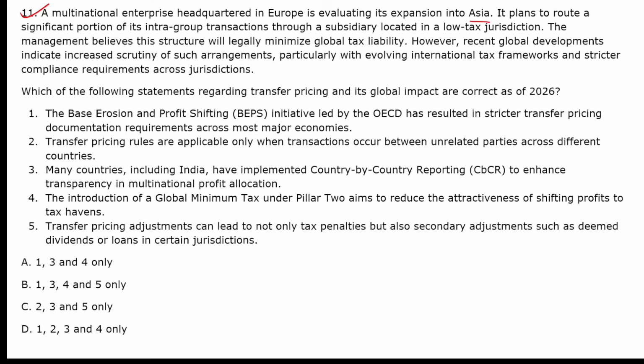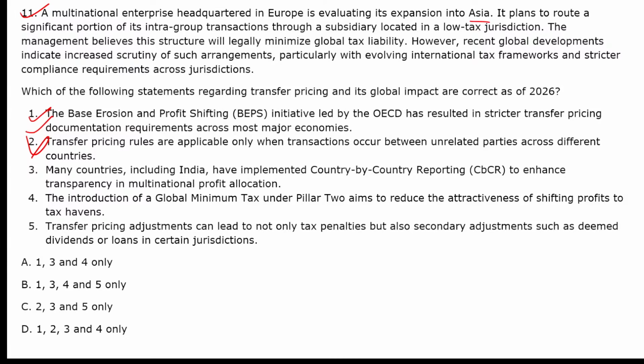Do you think this is correct? Yes, this is correct. TP rules are applicable only when transactions occur between unrelated parties across different countries. No, TP is for everybody, not just unrelated transactions. This is wrong. For my own branch also, I will apply TP, right?